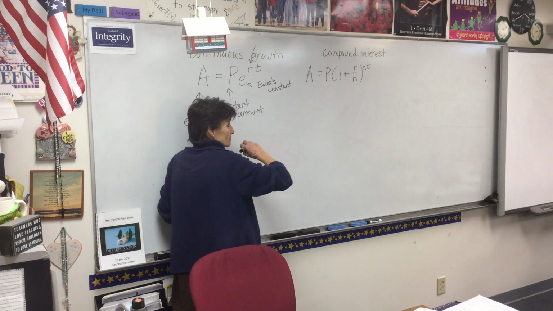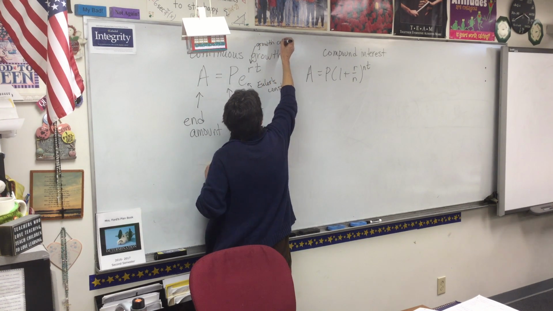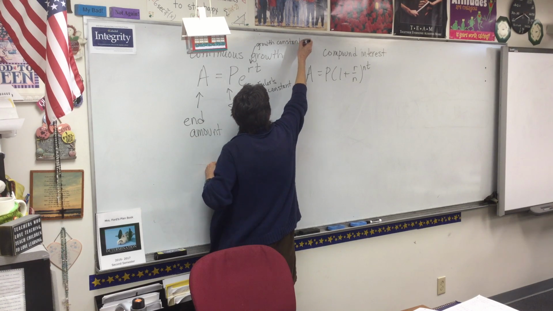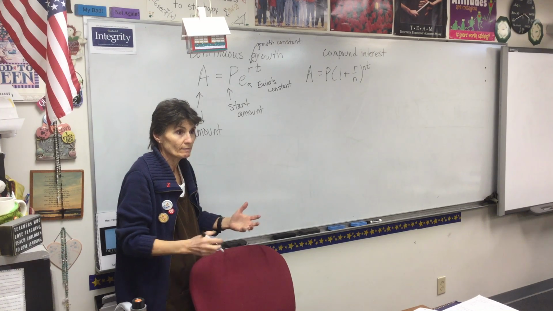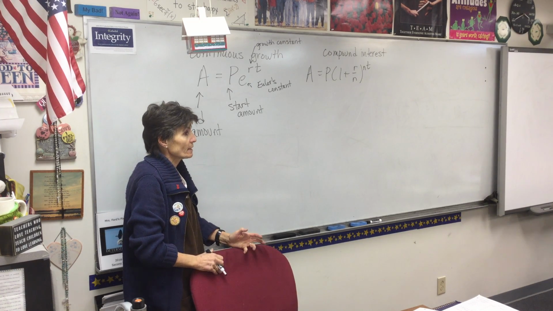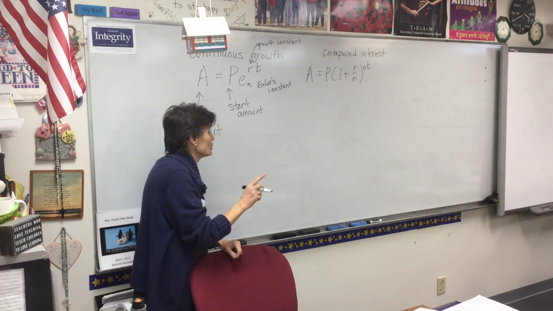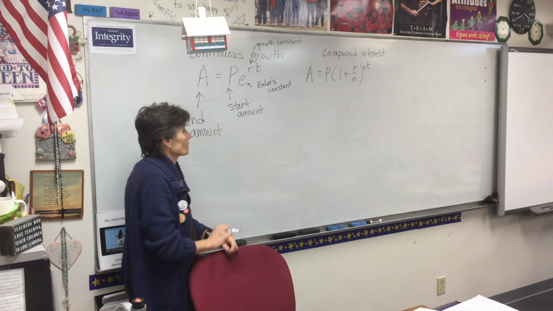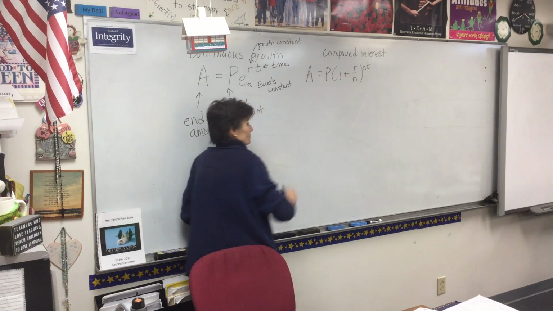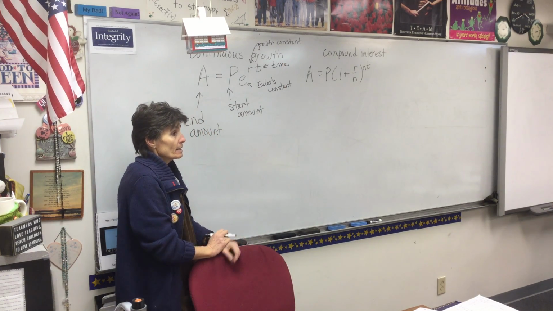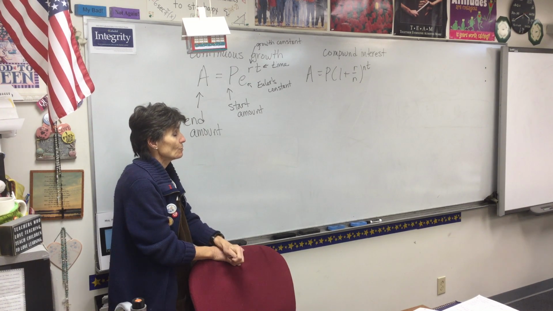R is your growth constant. In a money problem, your growth constant would be the interest rate. So if your money is growing at 2%, it would be 0.02. And T is the time. In this formula, time can be in any unit.